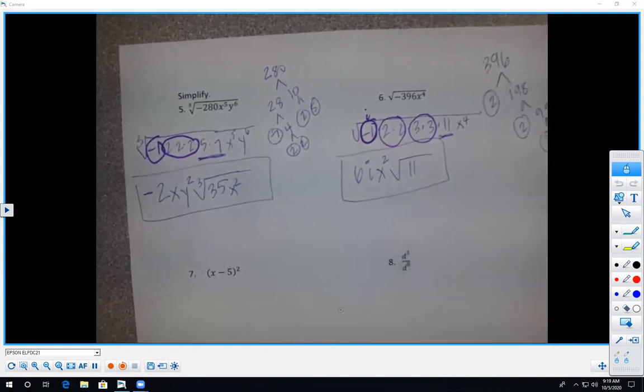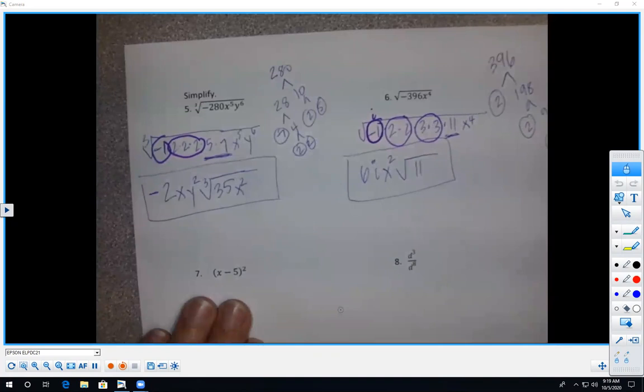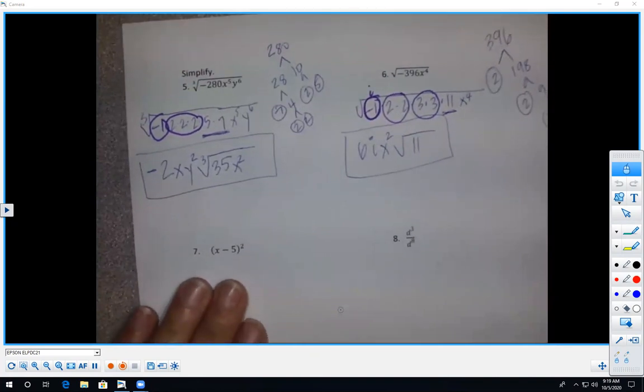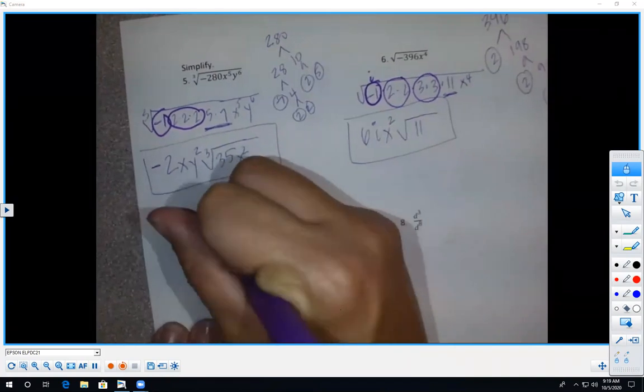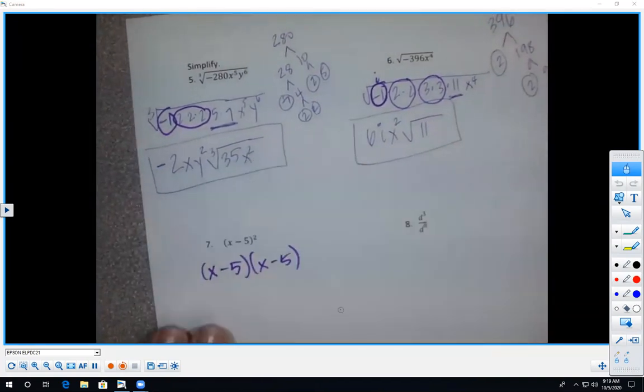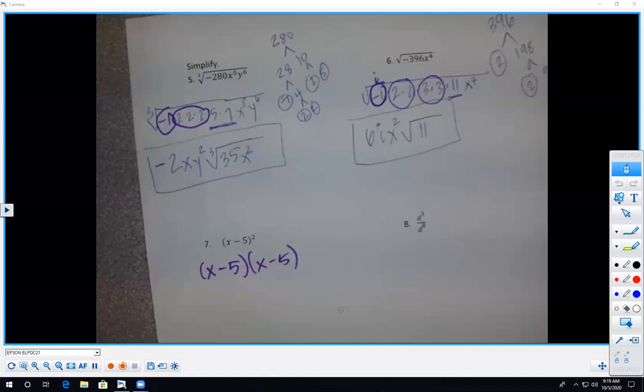Okay, look at number 7. x minus 5 squared. Can I just square each of those and say my answer is x squared minus 25? No, you can't. What do you have to do? How do you work this one out? Yeah, you have to write it twice: x minus 5 times x minus 5. And then you have to FOIL or distribute or however you want to think about it.